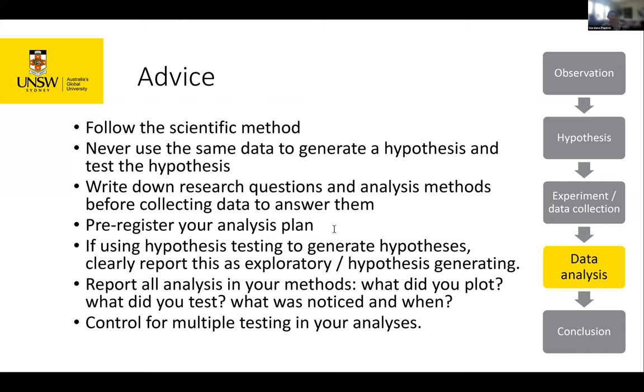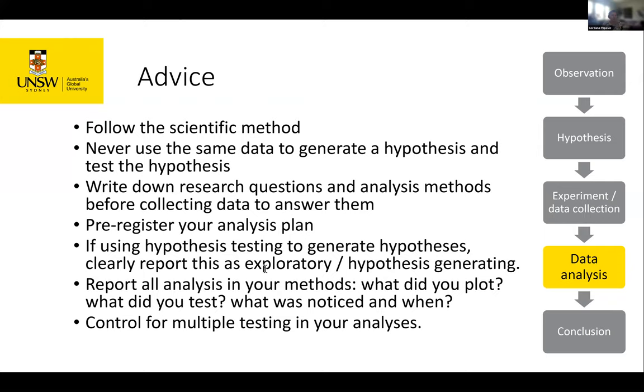If you do use hypothesis testing to generate hypotheses, this is a perfectly good practice, and generating hypotheses is important for further research, but it's just important that you then clearly report this. You just say, okay, I tested all these hypotheses. Here are all of them. It's exploratory. I wanted to generate hypotheses. Here are some interesting things that I found that might be worth testing in the future.